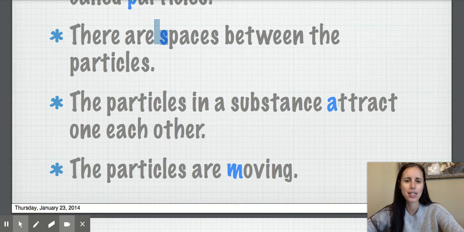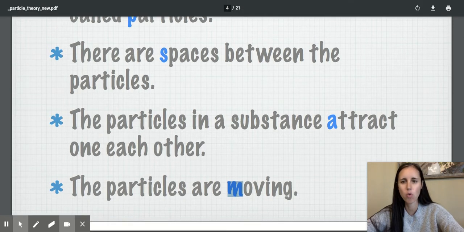The particles in a substance attract one another. So there's some form of attraction between these particles. The amount of attraction that you see actually changes. Sometimes these particles are very loosely attracted to each other. Sometimes these particles are very strongly attracted to each other. We're going to look at that in a second. And the particles are always moving. Sometimes they're moving very fast. Sometimes they're moving very slow, but they're always moving to some degree.